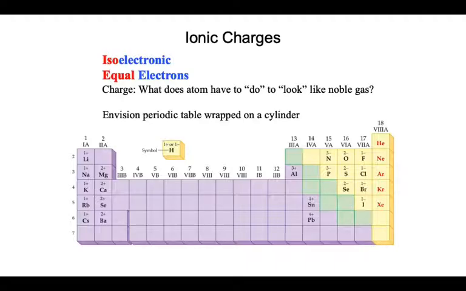Ionic charges. Electronegativity, ionization, all that comes into play with ionic charges. With ionic charges, we get this word called isoelectronic. Iso means same. Electronic is just referencing electrons. The electron configuration, it's almost like an ick. You just missed the I, right? Equal electrons.